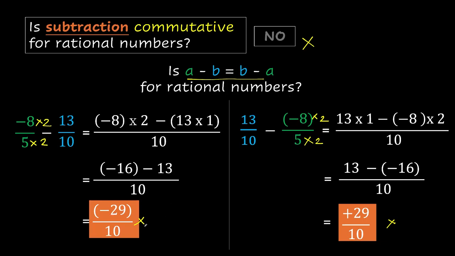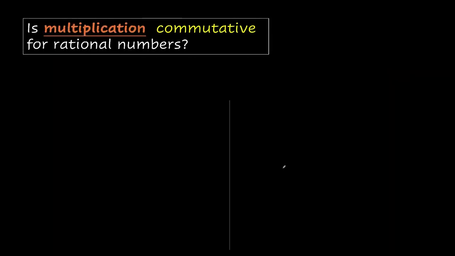And note that even one single example to show that it is not commutative means that for the entire list of rational numbers, even if some of them happen to be commutative, even if you can find one exception, one exception is enough to show that subtraction is not commutative for rational numbers. One exception is sufficient.